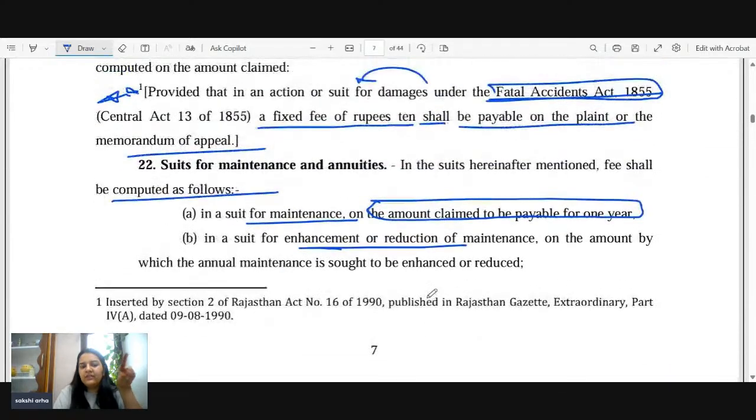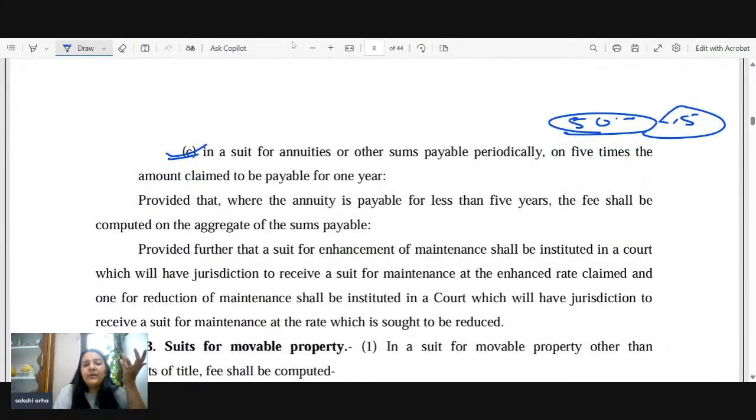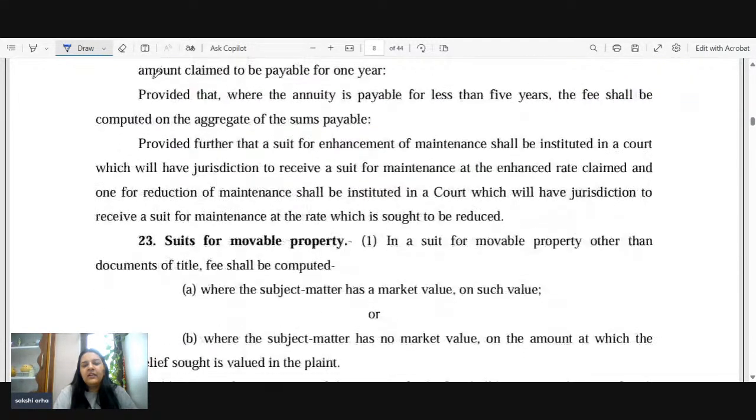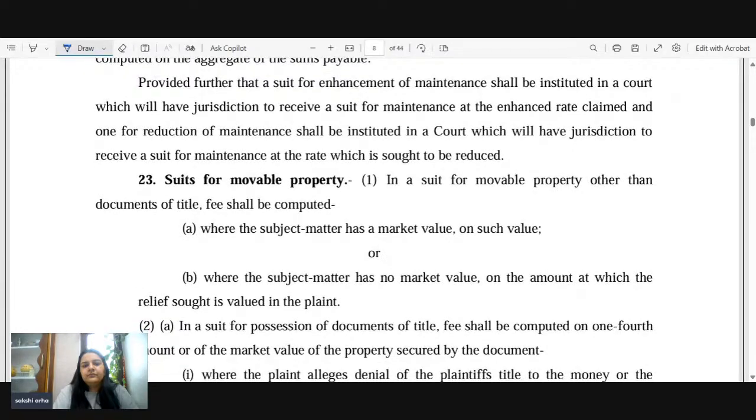ओके, सो वील डू अ क्विक रिविजन. मेंटेनेंस का सूट है, एक साल में आप जितना मेंटेनेंस क्लेम करते हो उस अमाउंट पे आपकी फीस डिसाइड होगी. एनहांसमेंट और रिडक्शन है मेंटेनेंस का, एनहांस और रिड्यूस करने के बाद एक साल में जो आपका एनुअल मेंटेनेंस होगा उस पर आपकी फीस पेबल होगी. अगर वो एन्युइटीज पे है तो वॉट एवर एन्युइटीज इज देयर एनुअली 1 ईयर की, उसका 5 times आपका हो जाएगा. बट अगर वो 5 ईयर से कम है तो उस केस में उन सबका एग्रीगेट, ओके, देयर विल बी एग्रीगेट. नाउ दिस इज नॉट इम्पॉर्टेंट, प्रोवाइडेड वाला इसको छोड़ दो.